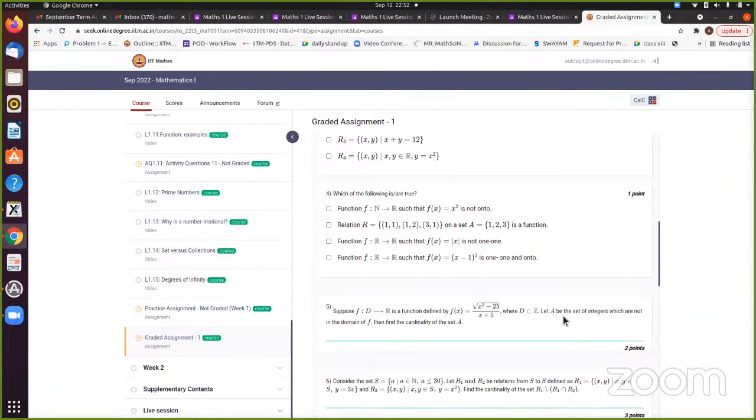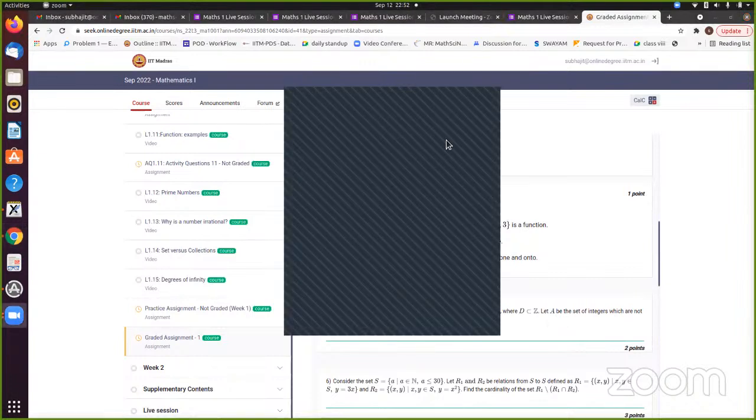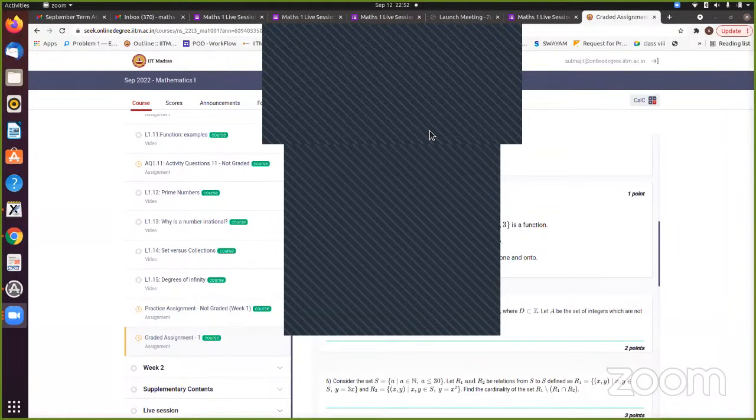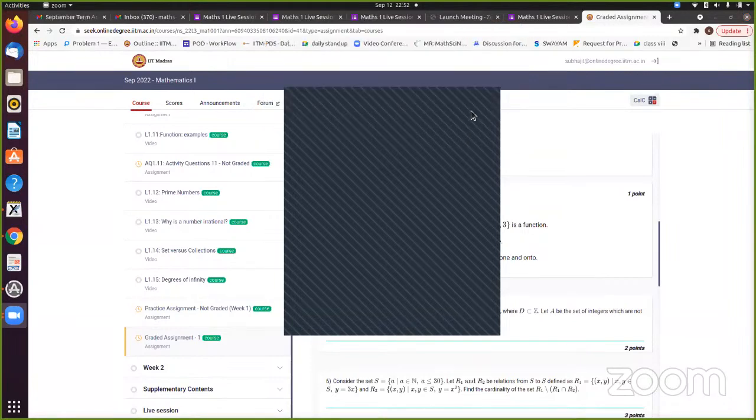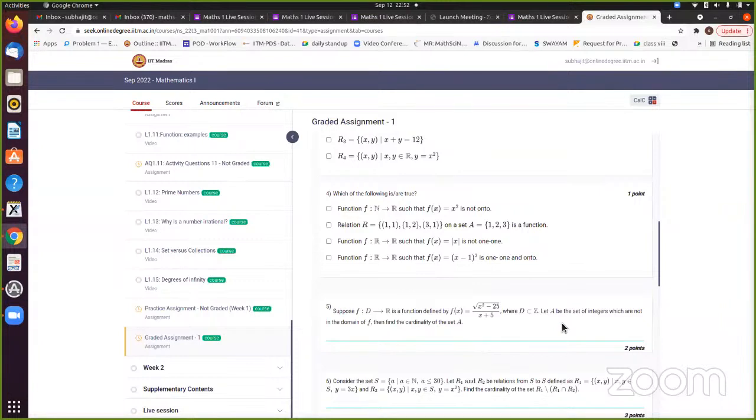So here, what is said is that let A be the set of integers which are not in the domain. Right? There are some integers which are not in the domain. Only those integers we need, and then that is your set A. What is the cardinality of that set? That is the question. First of all, you find the domain. Now, those integers which are not in the domain, you have to find only those integers. That will form a set, and the number of elements in that set you have to put there.